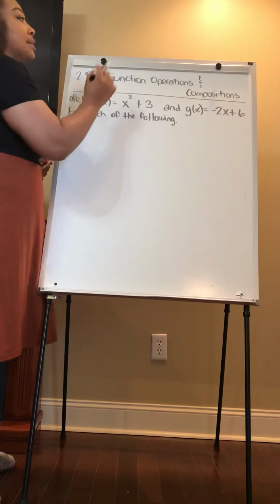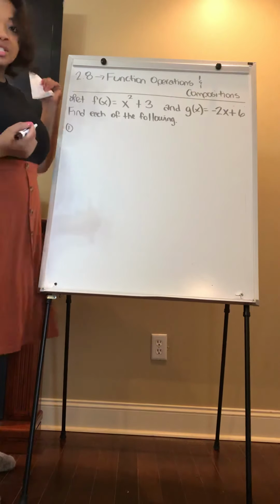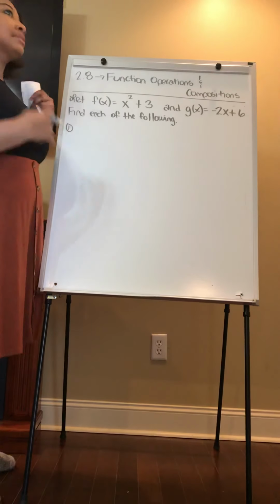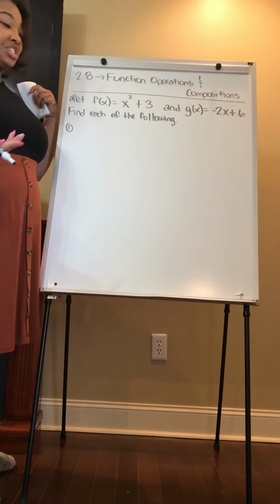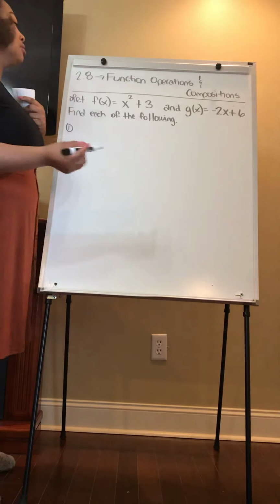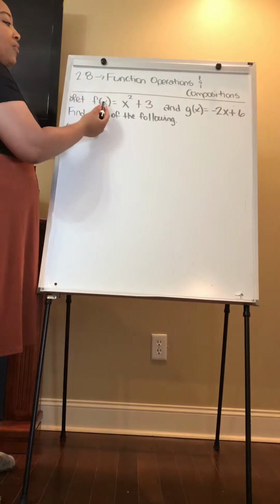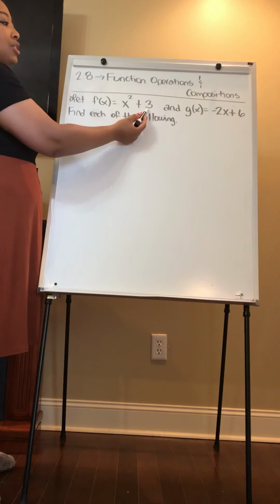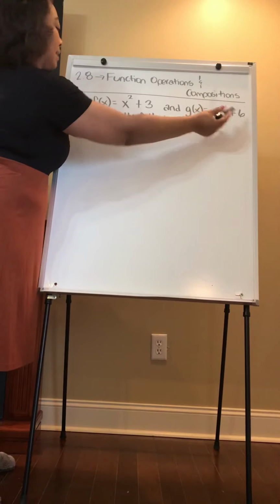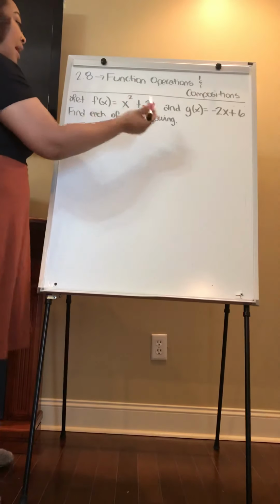2.8, function operations and compositions. So we had stopped before spring break talking about functions and notations, but now we're going to actually do some operations and some compositions. So let's let f of x equal x squared plus 3 and g of x equal negative 2x plus 6. Find each of the following.